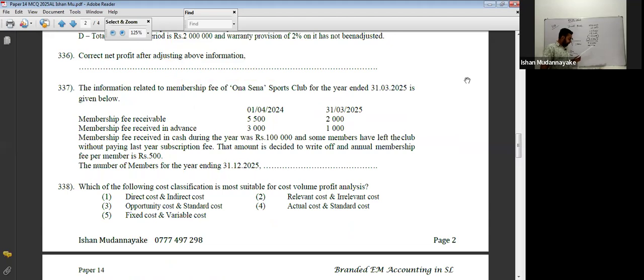Opening membership fee receivable, closing receivable, membership fee received in advance. Membership fee received in cash during the year 100,000, and some members have left the club without paying last year's subscription fee. That amount is decided to write off. Annual membership fee per member is 500. The number of members.